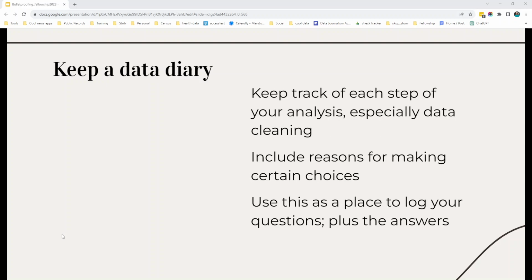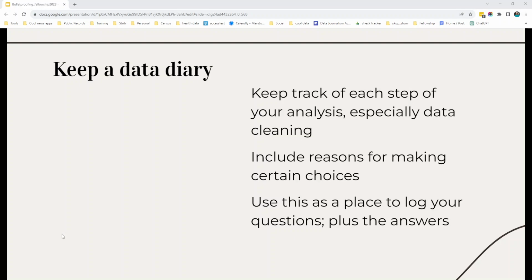This is a huge one: keeping a data diary. Data diaries can look very different from person to person, depending on whether you're coding with R or Python, or using Excel or SQL, but you want some way to keep track of each step of your analysis, especially the data cleaning, and especially spots where you're making choices. Perhaps you're choosing to filter down to a certain set of records instead of doing your analysis on everything. This is also a good place to log your questions and then the answers you get after you go hunting for them. It should be written in a way that someone else could read it, follow what you did with your data, and help you bulletproof it.